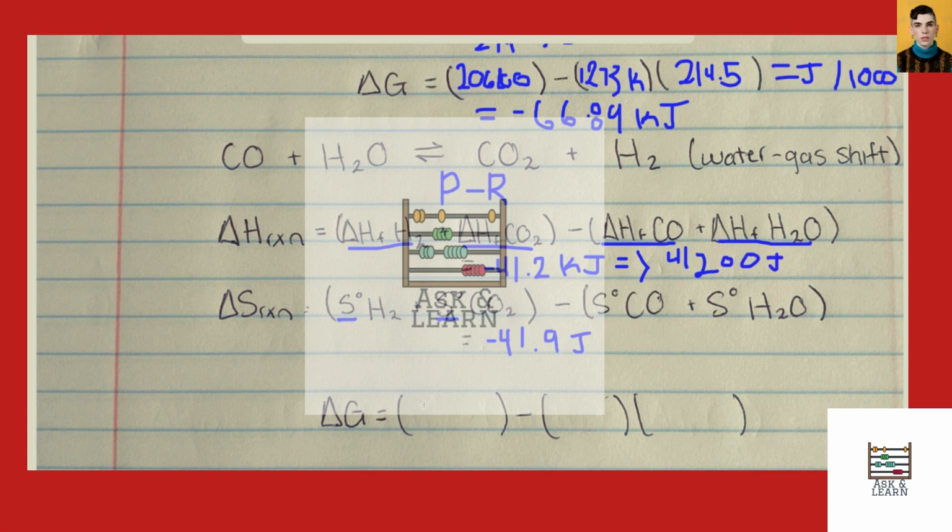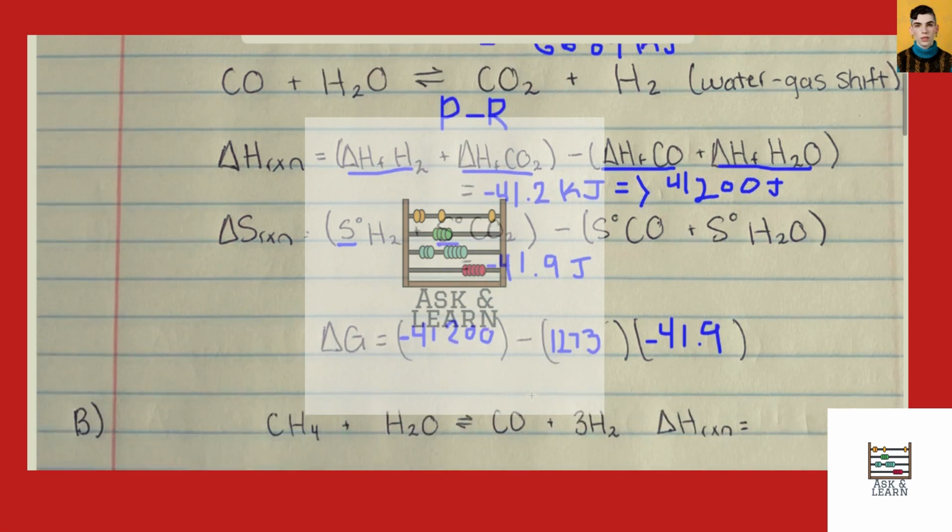We'll plug these into our first equation again: 41,200. Oh, and remember the negative. And then negative 41.9. Oh, that's actually for our entropy, I'm jumping the gun. This is our 1,273 Kelvin, and then we have our negative 41.9 for entropy. Great, so when that is done, you should get 12.1 kilojoules. Again, you're going to get an answer in joules, but just divide that by 1,000 and you will get 12.1 kilojoules.